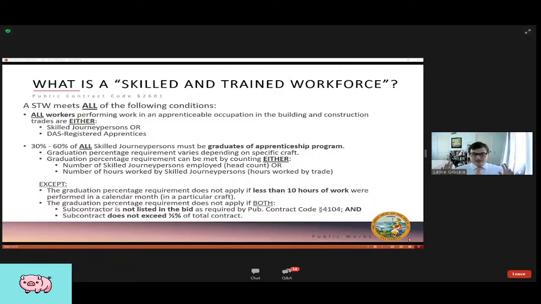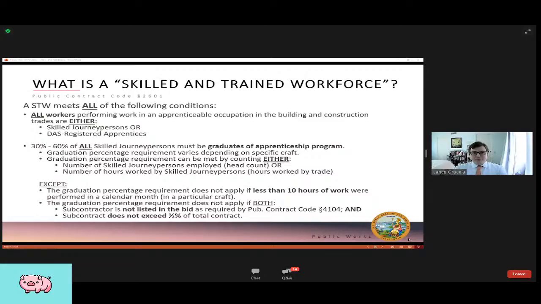So let that sink in, because as we're going to see, we need to look at what a skilled journey person is. But there is no exception to that general rule, right? Everyone needs to be either a registered apprentice, that's easy, or a skilled journey person. We'll zoom in on each of these in detail as we go through it, but just keep that in mind.